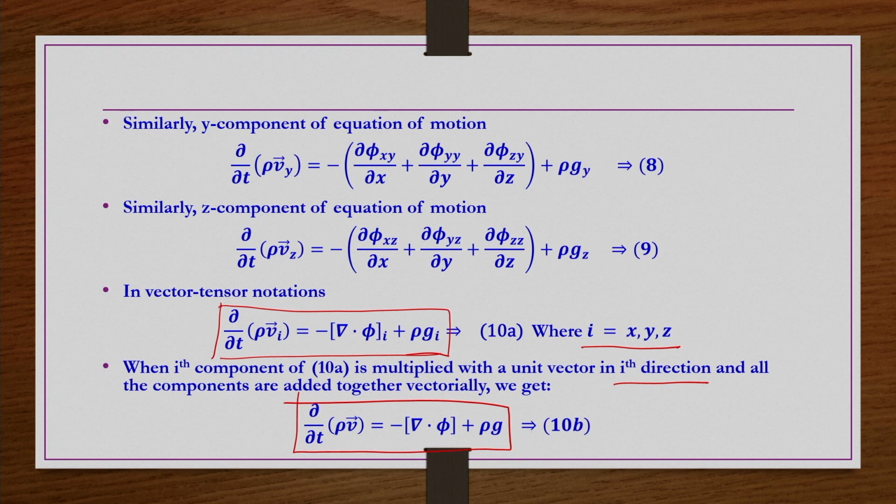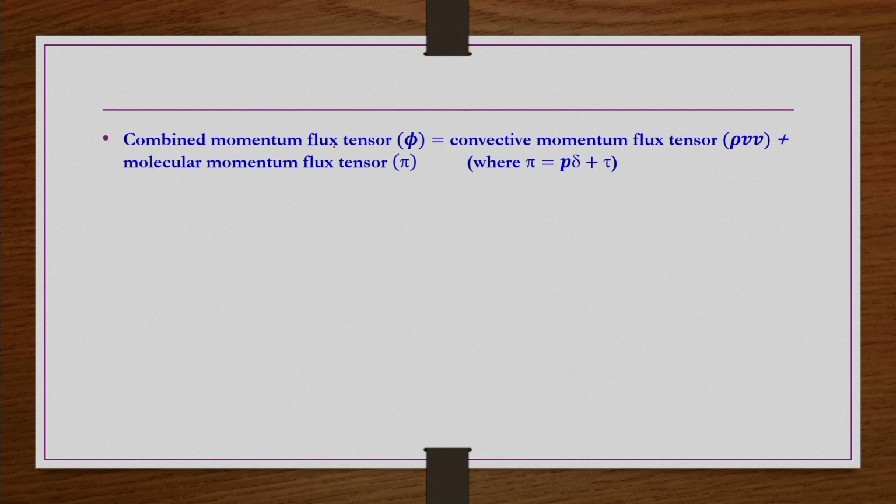It is 3 equations, right. Whichever coordinate system you take, it indicates 3 equations. Now, what is Φ? Φ is nothing but the combined momentum flux tensor, as I mentioned, that includes the contribution because of convective momentum flux as well as the molecular momentum flux; both the terms it includes. Why have we written it like this? Because Φ has 2 components, right.